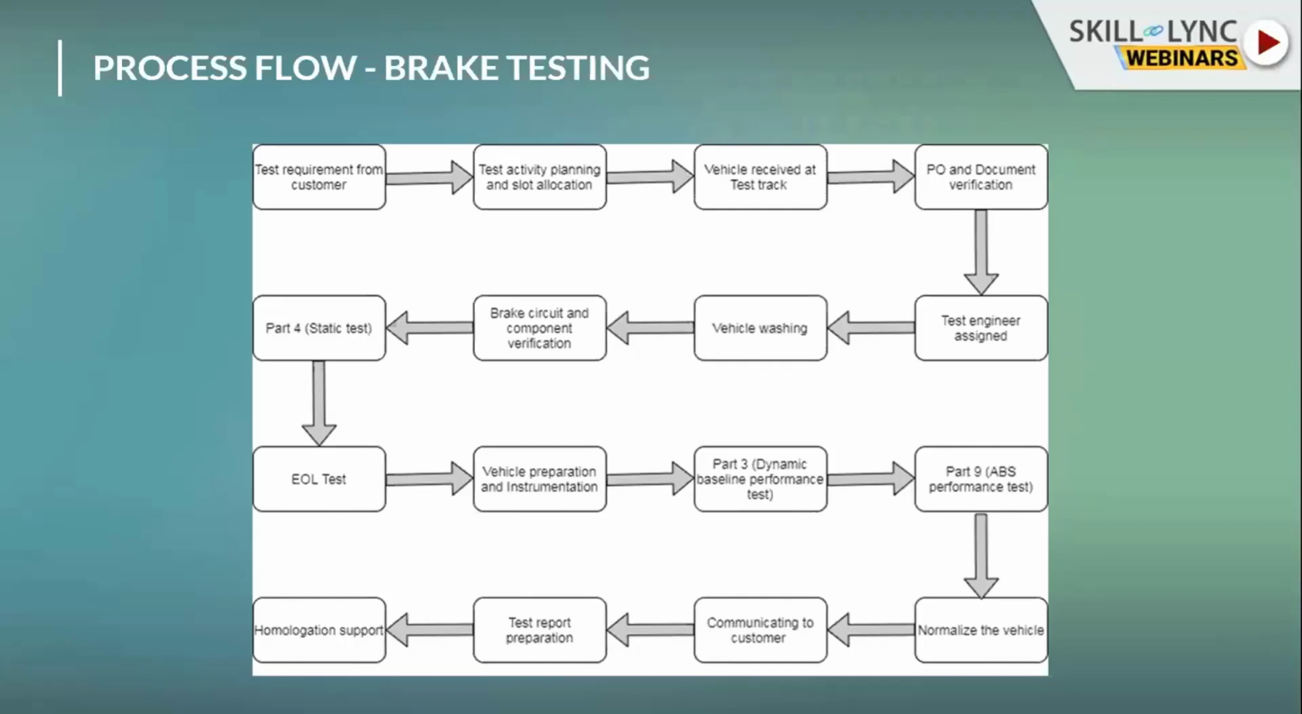Then we move on to the part 9 ABS performance test. In the ABS performance test, as I said, the worst-case performance of the ABS is tested on different friction surfaces to evaluate how good the ABS is in the worst scenarios, on different friction surfaces under different speeds.